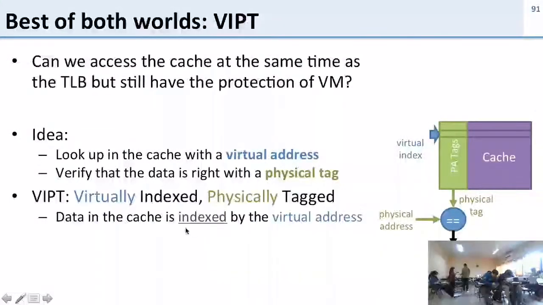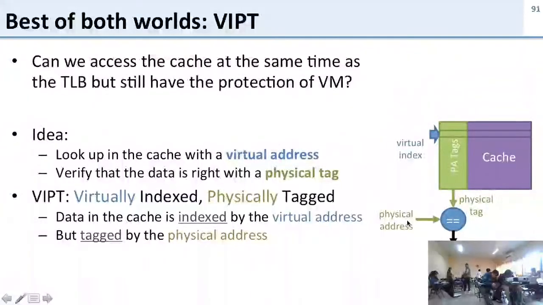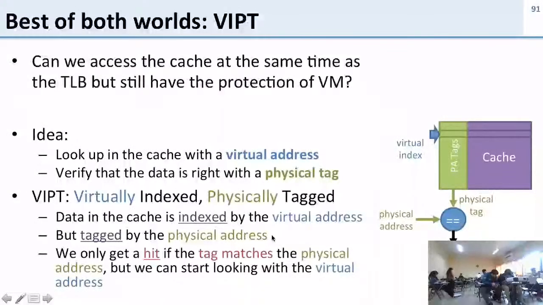So the key here is the data is indexed by the virtual address, so we can right away start looking into the cache, but it's tagged by the physical address. So we can look at the TLB in parallel, and when we're done with the TLB, we can see if we get a hit, but because it's tagged by the physical address, we get all the protections of virtual memory. So we only get a hit, that is, we're only sure it's the right data, if the tag matches with the physical address, so that means that we get all these wonderful protections.